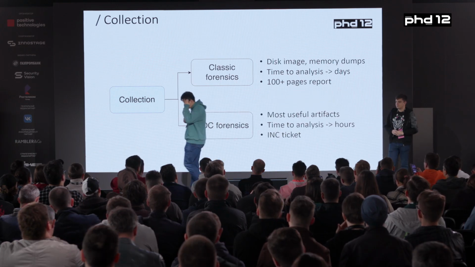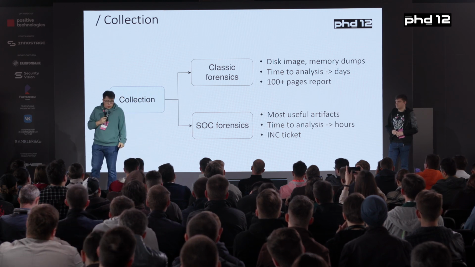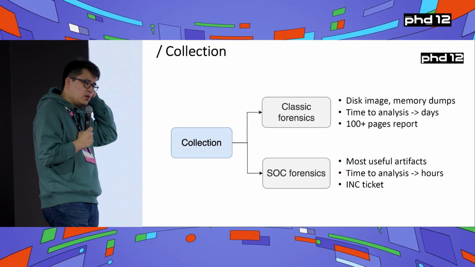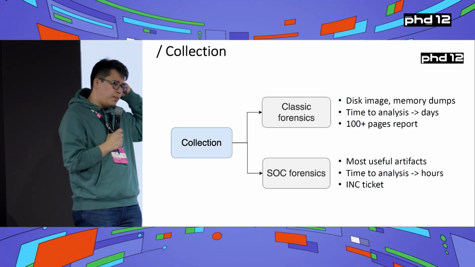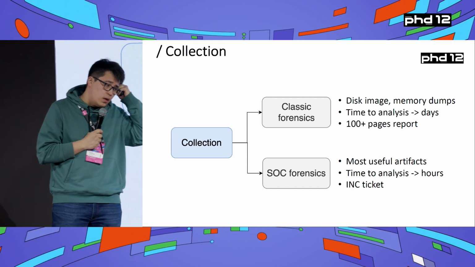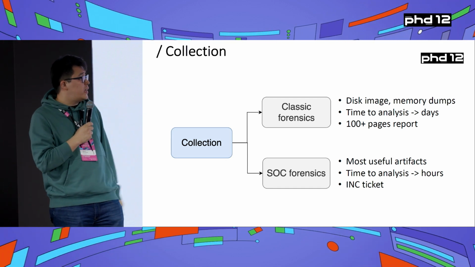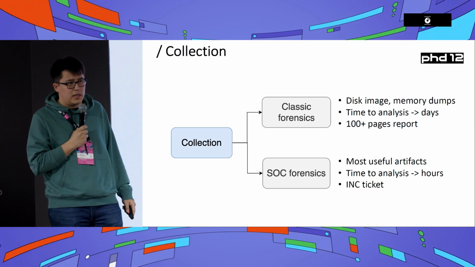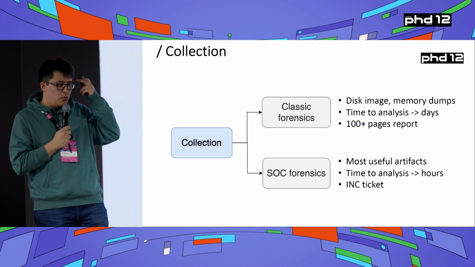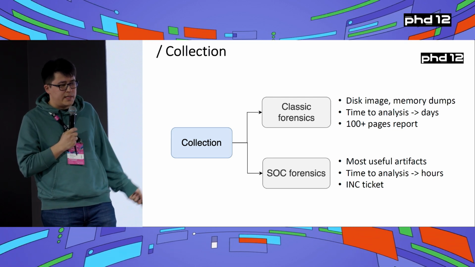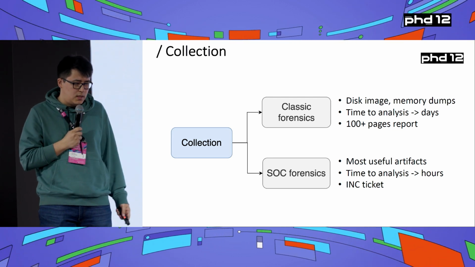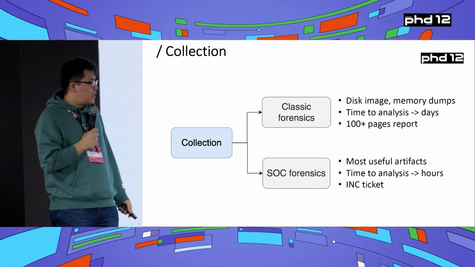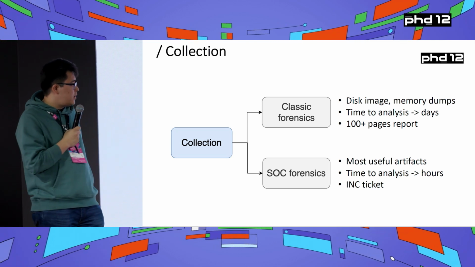Okay, how do we collect artifacts? There are two approaches here. Classic forensics: you take disk images and memory dumps. It usually takes days to analyze. There are many things to analyze there, and an analyst would have to investigate all this in detail and have a detailed report on this.